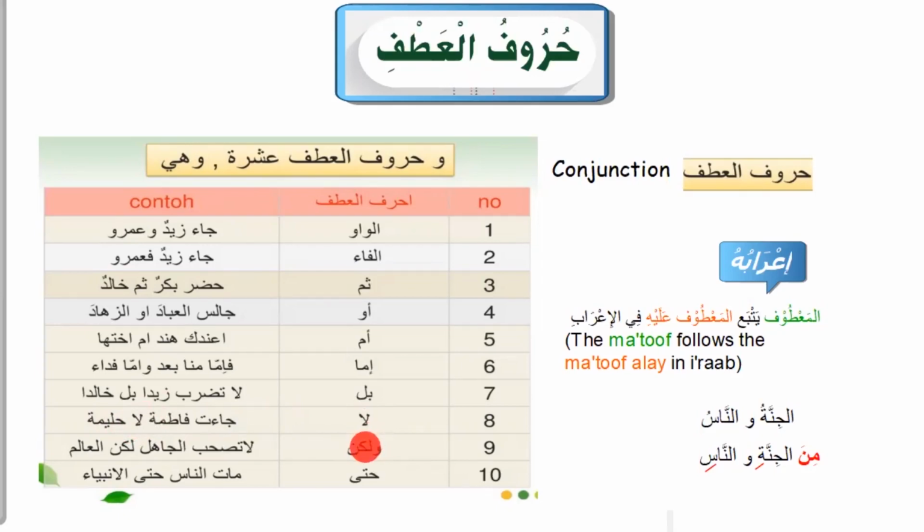Now we have walakin. Another one is walakin. So walakin means rather. It also means rather. So look at this one. La tashab, don't befriend, al-jahila, the ignorant person. Jahil is an ignorant person. La tashab al-jahila, the ignorant person. Lakin, but. So it means but. Lakin al-alima, the learned person or the knowledgeable person.